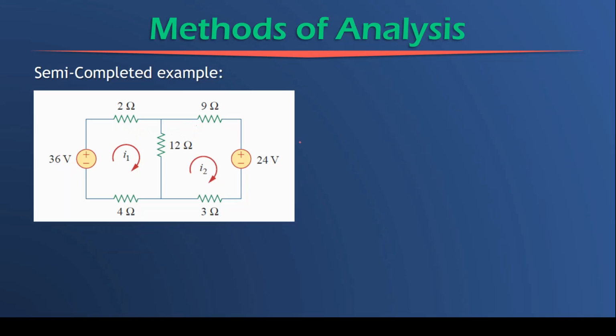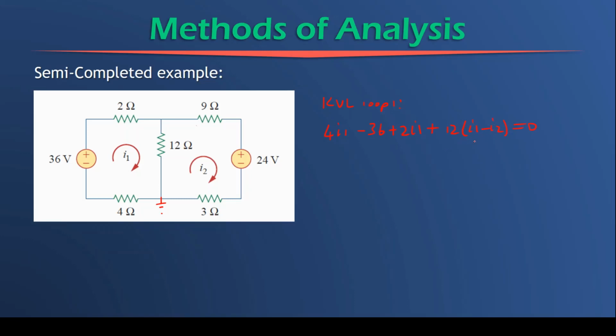So we need to do a KVL in both meshes. We're going to start off with KVL in loop 1. We start off at this point. Let's call this the ground point. The current moves in a clockwise direction. We first reach the 4 ohm resistor, so that will be 4I1 minus 36 volts. We hit the negative terminal first, plus 2I1 plus 12(I1 minus I2) gives me 0.